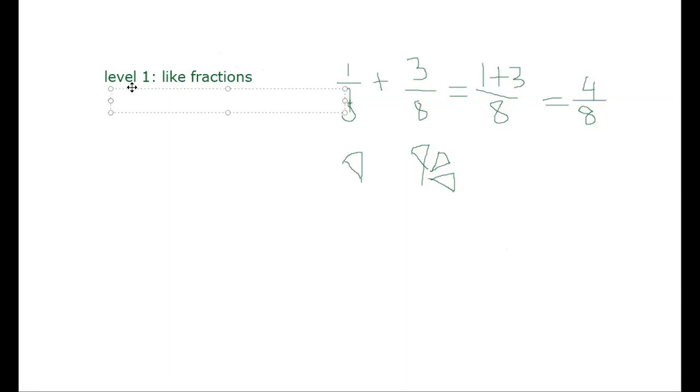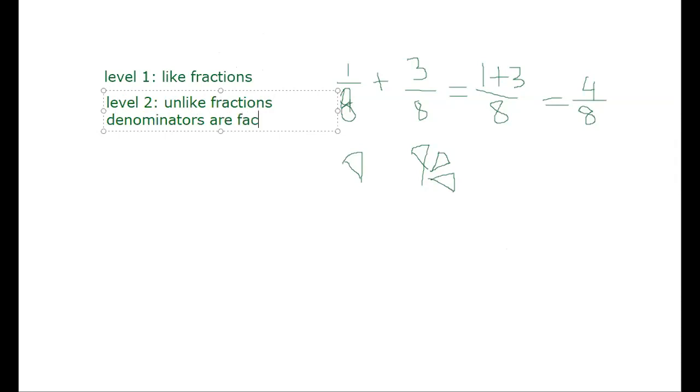Now level 2 is important at class 6. Unlike fractions will be done in 3 steps. So level 2 is step 1, the first step of it: denominators are factors or multiples of each other. Let me share this. This is already there with you.